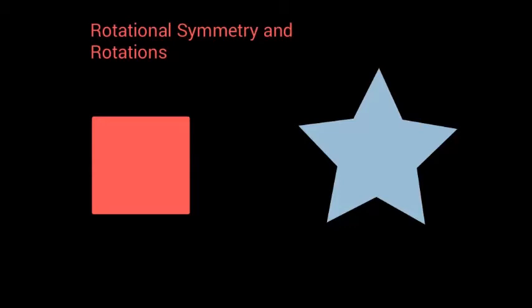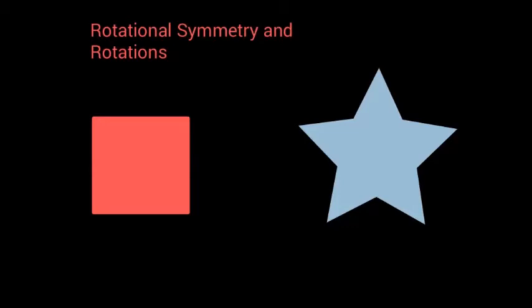Alright, let's talk about some rotational symmetry and rotations. First we're going to start with rotational symmetry, and what that means is I can take a figure and rotate it before I get back to the original and it'll look the same. So when I say get back to the original, I mean go around 360 degrees. I've got a couple shapes here, a square and a star.